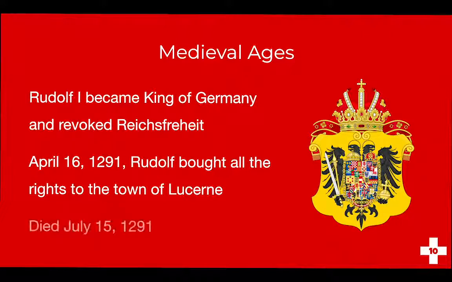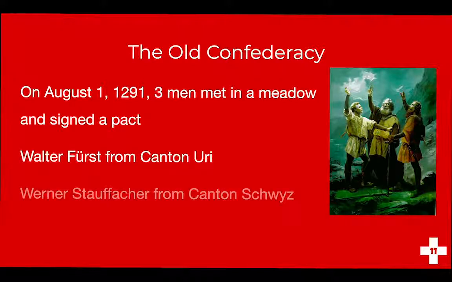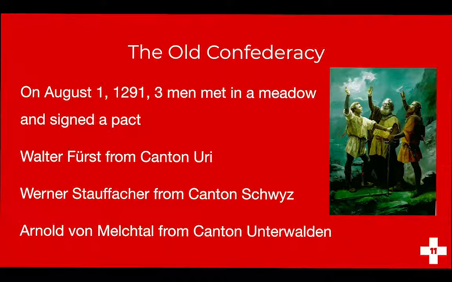And so Rudolf I actually died on July 15th of 1291. And as soon as he died, on August 1st, 1291, three men met in a meadow and signed a pact. Three guys from the cantons of Uri, Schwyz, and Unterwalden. Very interesting, these three guys are basically the founding fathers of Switzerland. These three cantons came together and basically said, hey, look, let's make a defensive alliance.